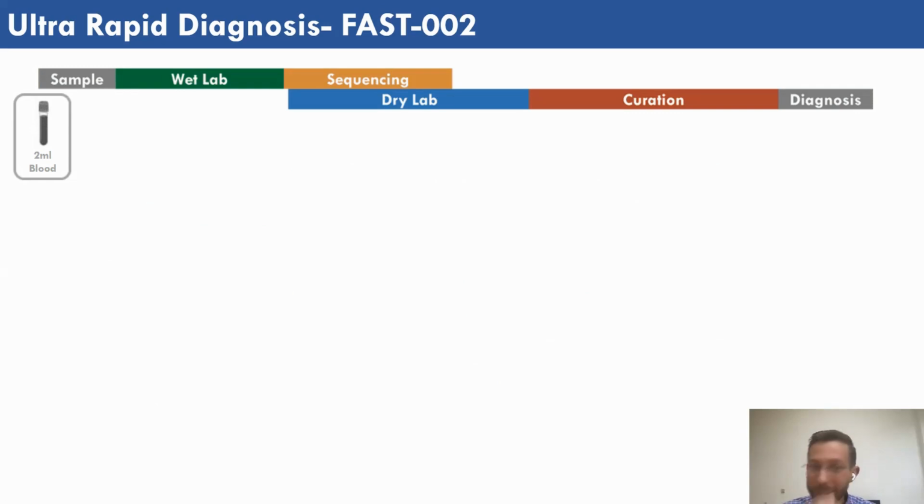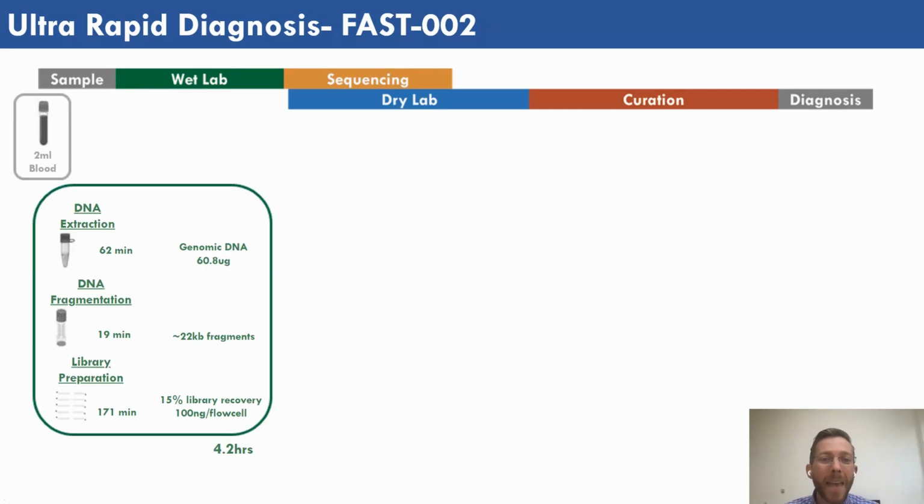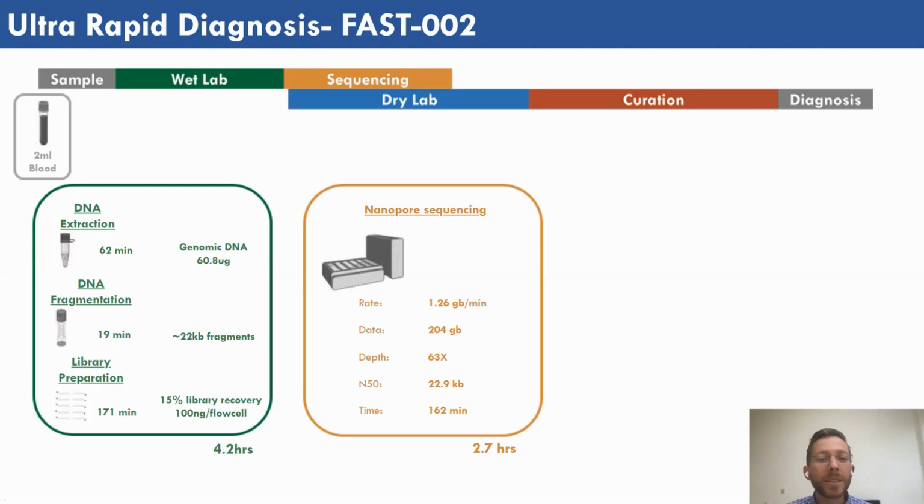and this is what our sequencing pipeline looked like. We collected 2 mL of blood, and with that, we extracted the DNA, which took a total of 62 minutes. We then continued to prepare the library, which consisted of DNA fragmentation and the entire library preparation. And in total, this took 4.2 hours. We then distributed that sequencing library across the 48 flow cells on the Nanopore Promethion, and we sequenced at a rate of 1.26 gigabases per minute and generated a total of 204 gigabases worth of data.